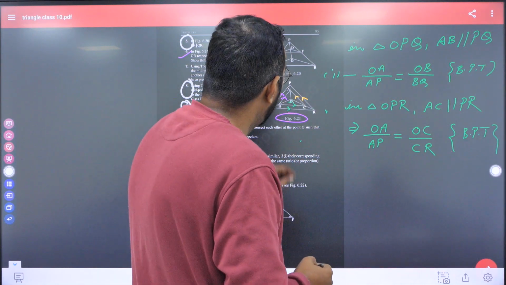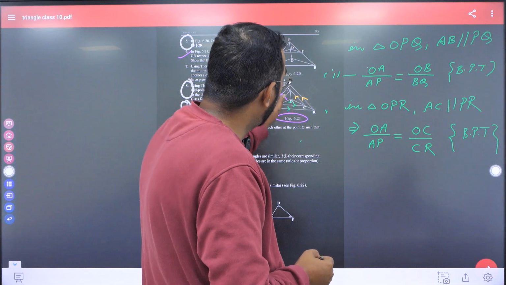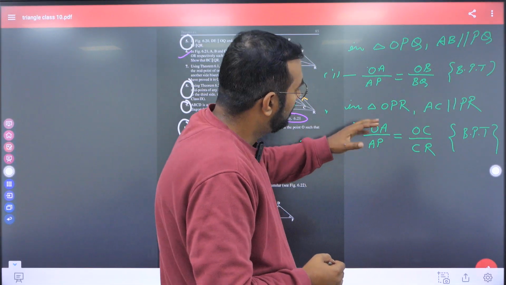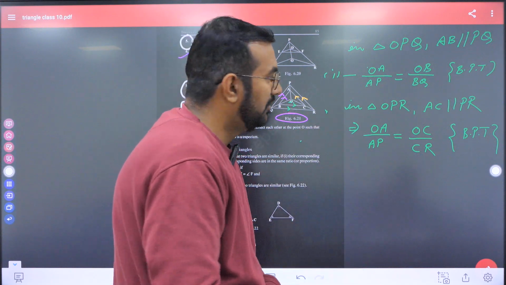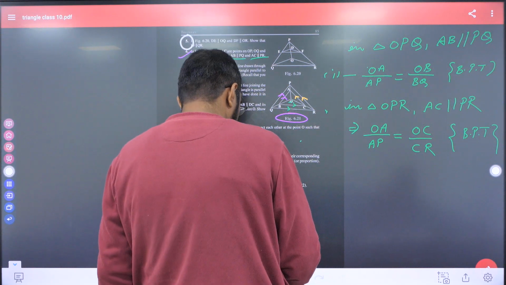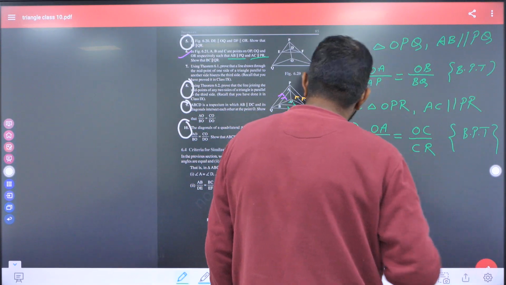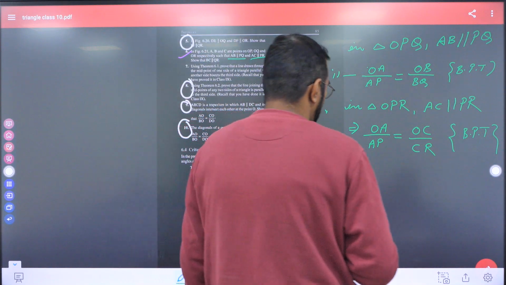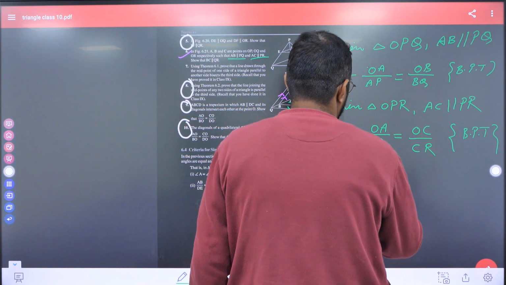As in this triangle we have taken OA upon AP, whenever this side comes, take OA upon AP, not one time AP upon OA and one time OA upon AP, because that will confuse you. So OA upon AP is equal to OC upon CR. Make it equation 2.